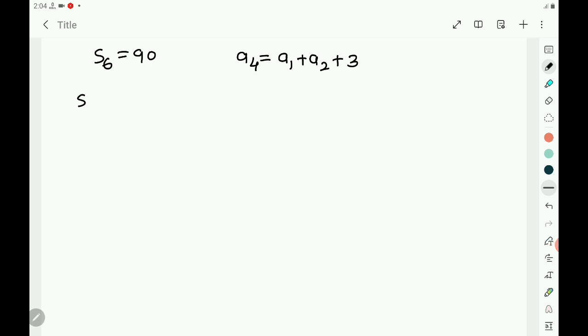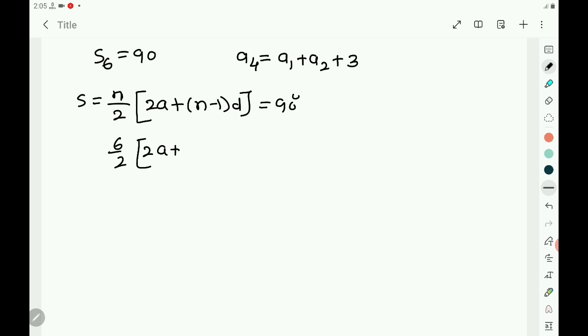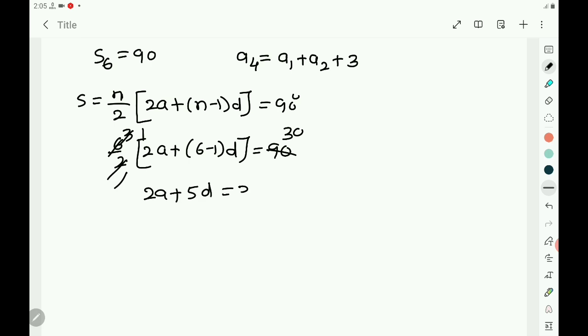Here you take the Sn formula. Sn equals n by 2 into 2a plus n minus 1 into d equals 90. n is 6. 6 by 2 into 2a plus 6 minus 1 into d equals 90. 2 threes are 6, 3 tens are 30. So 2a plus 5d equals 30.